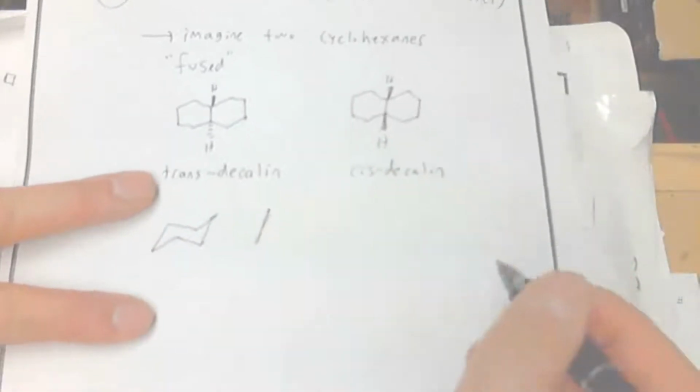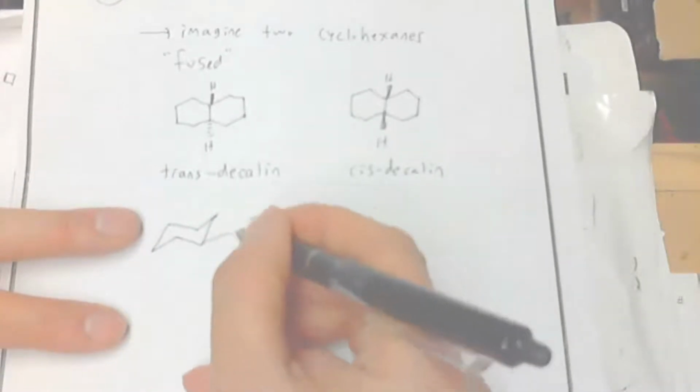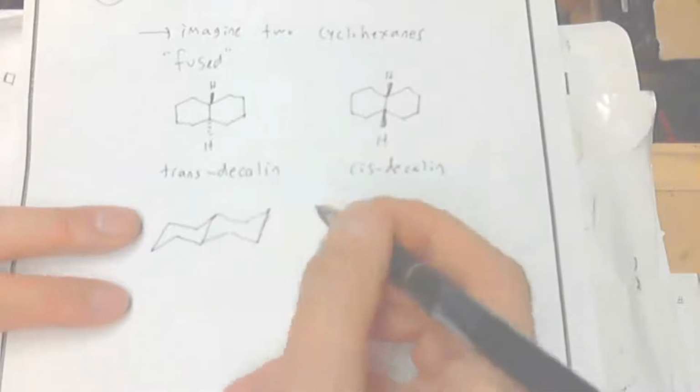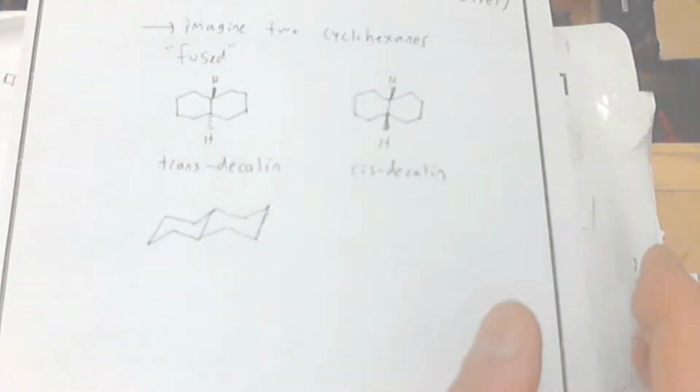Because I like to have kind of 2 sets or 3 sets of parallel lines, right? Kind of like this. There we go. A little better. Okay, we're cool. That's transdecalin, yeah?